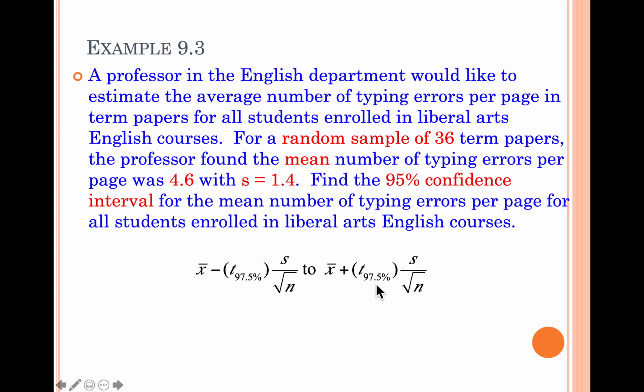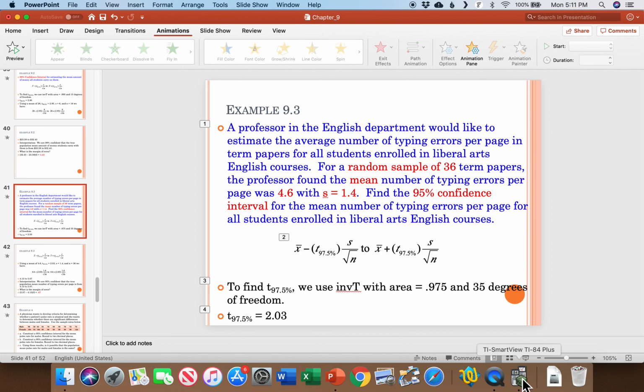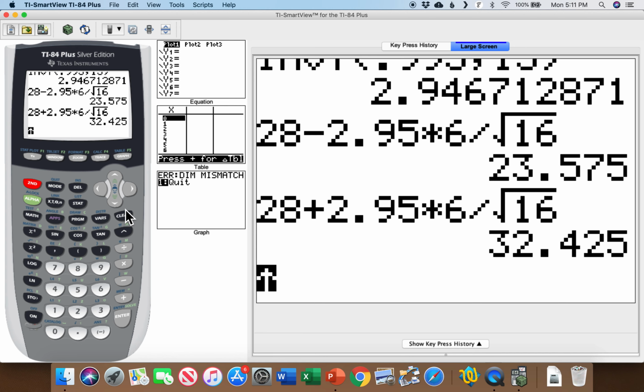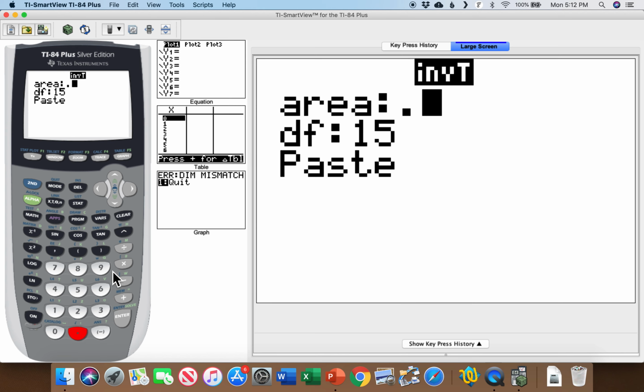So when we go to our calculator, we put in the correct area to the left for that t-score. So we're going to use an area of 0.975 and 35 degrees of freedom because we take our sample size and subtract 1 and enter that into inverse T. So let's try that together. Okay, a 95% confidence interval is 0.975 area.